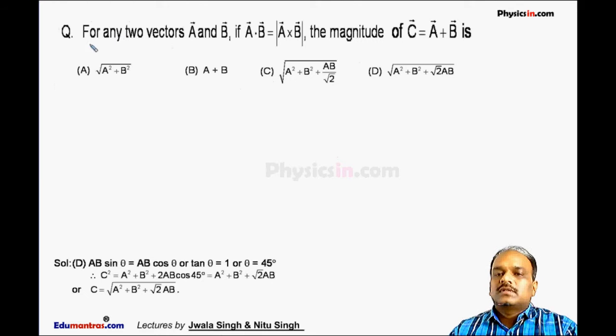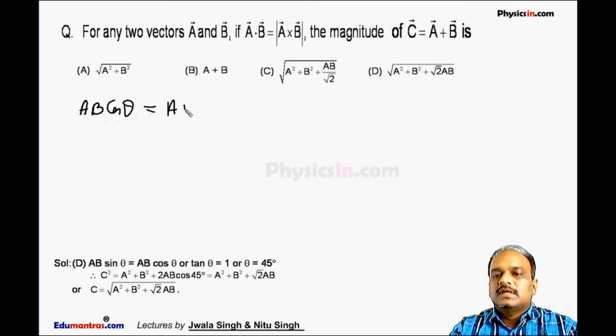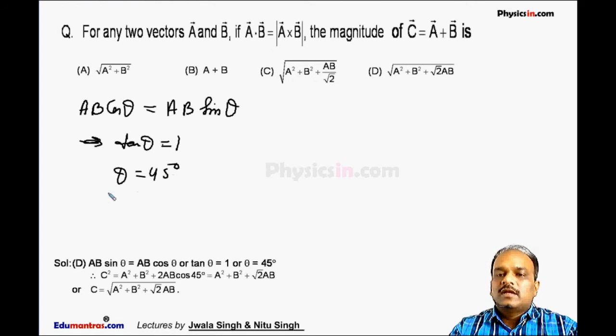For any two vectors A and B, if A dot B is equal to mod of A cross B, then find the magnitude of C, which is equal to A plus B. It is given that A dot B is A B cos theta and mod of A cross B is A B sin theta, because mod of n cap is 1. So it implies that both are equal, which means tan theta is equal to 1. It means that theta is 45 degrees, meaning the angle between the two vectors is 45 degrees. Now C is equal to A plus B.